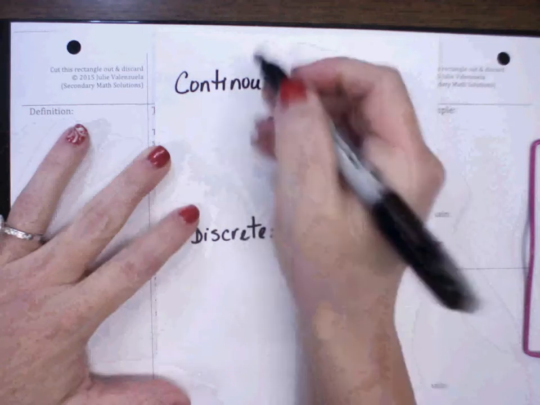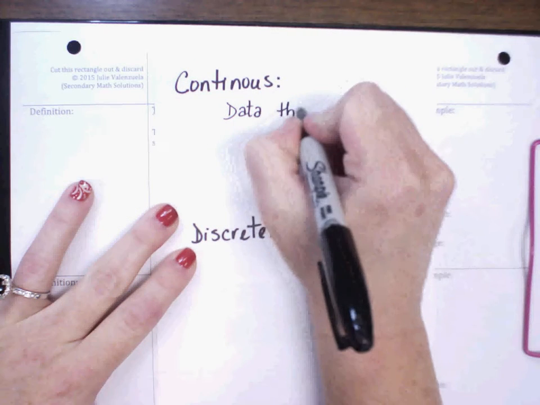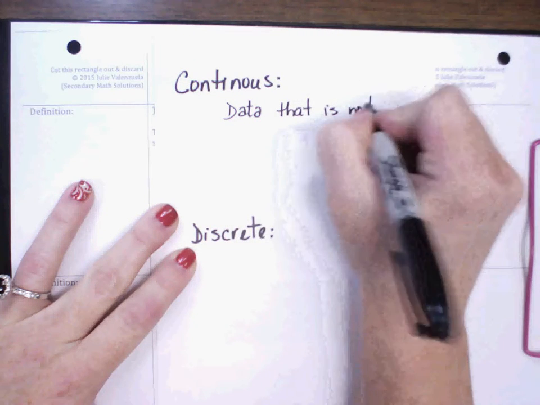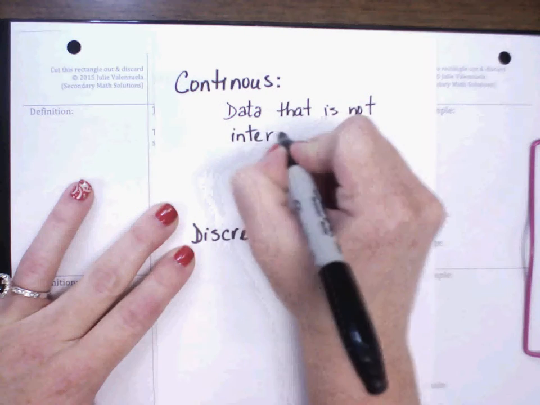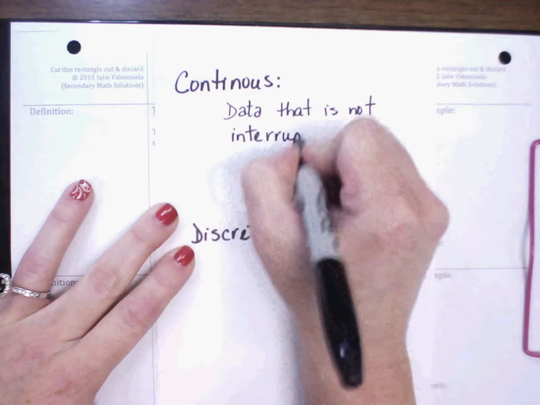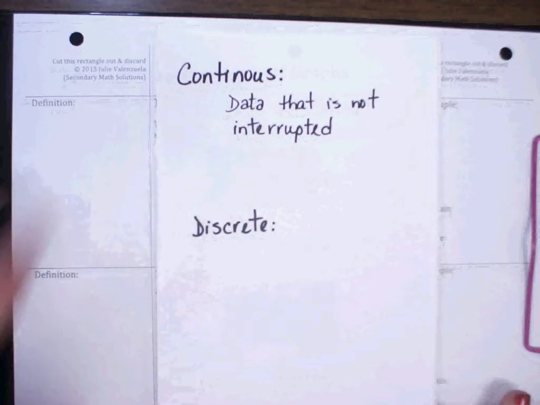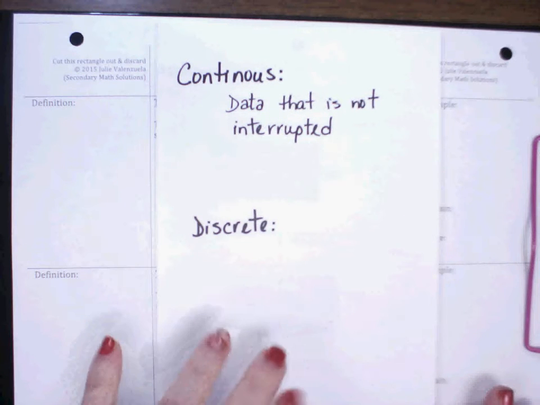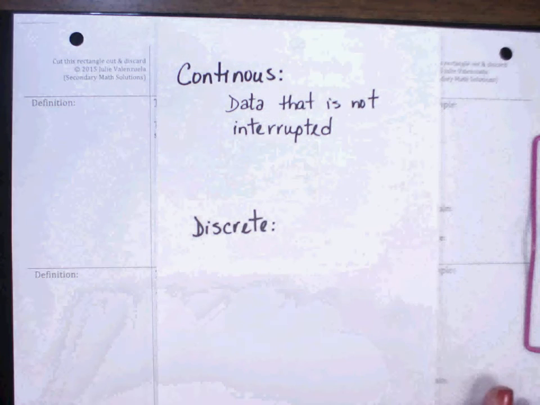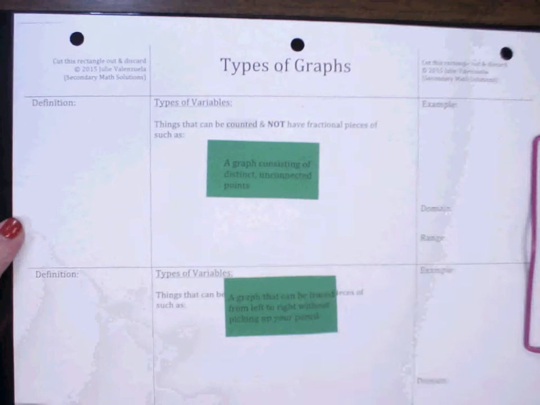Something that keeps going. Is it interrupted? No. So this is data that is not interrupted. You don't have to write any of this. Two R's or one R? I'm a horrible speller. That's okay, I can do math, I cannot spell. Okay, so data that is not interrupted. So if continuous is data that is not interrupted, what do you think discrete is? It's the opposite, right? Something that can be interrupted.